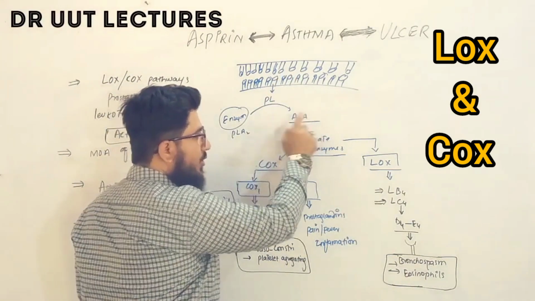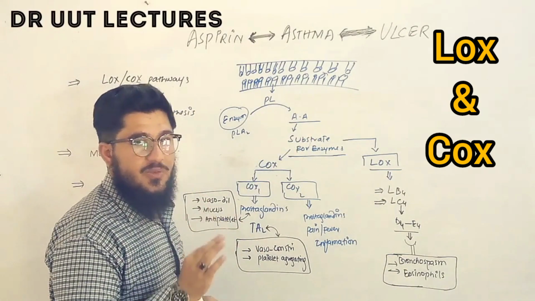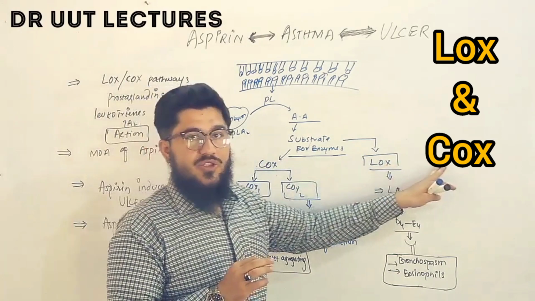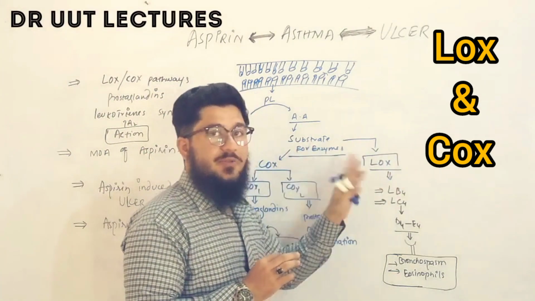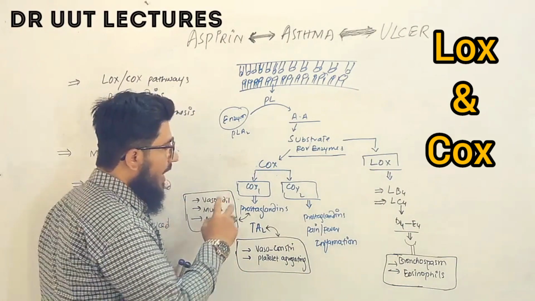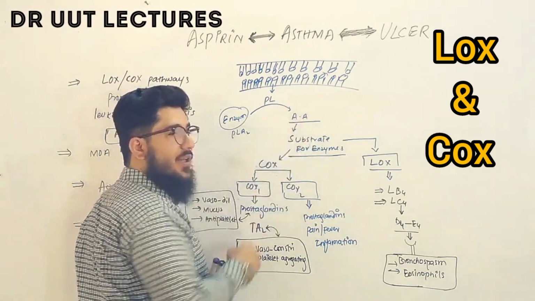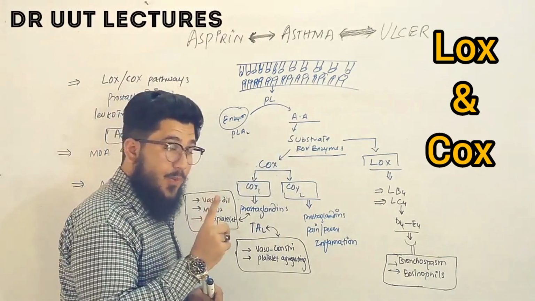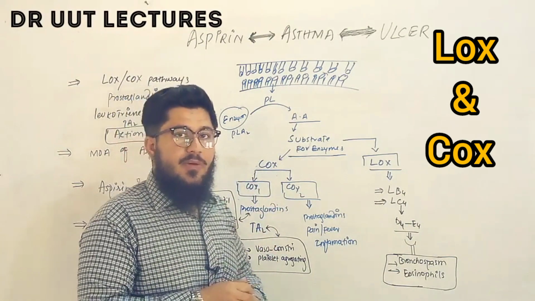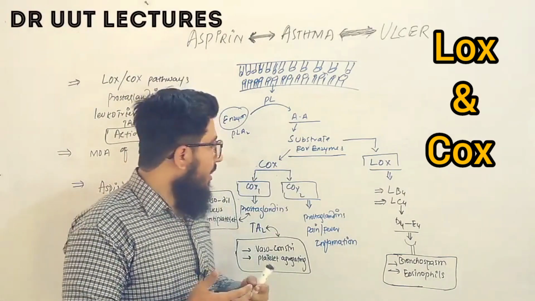And now this produced arachidonic acid is a very wonderful substrate for the enzymes like cyclooxygenase and lipooxygenase. Both these enzymes are responsible to act on the arachidonic acid. What is going to happen when the COX interacts with the arachidonic acid? Remember, we have COX-1 and COX-2, two types of COX enzymes, and they're available in the entire body, okay?